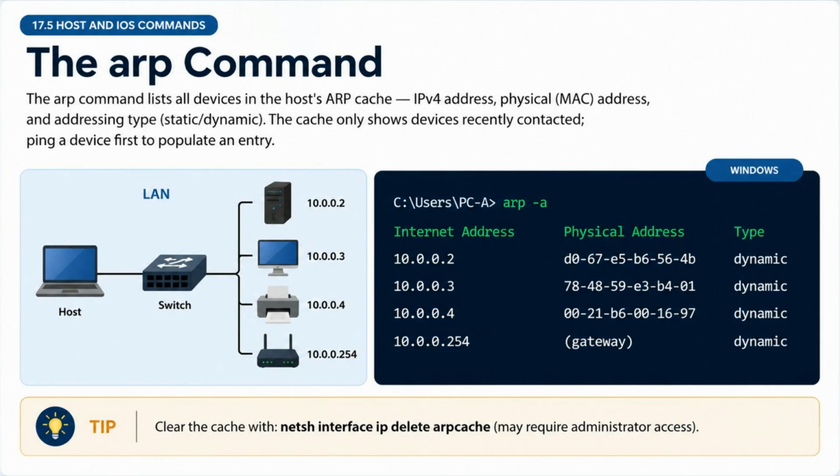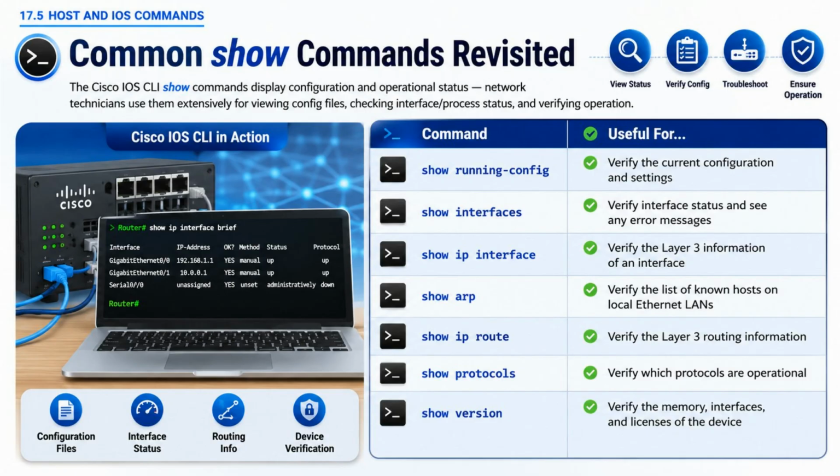The arp command lists everything in a host's ARP cache: IPv4 address, MAC address, and type, static or dynamic. Important caveat: the cache only shows recently contacted devices, so ping something first to populate an entry before checking. Mention netsh interface ip delete arpcache as the way to clear the cache if needed. May require admin rights.